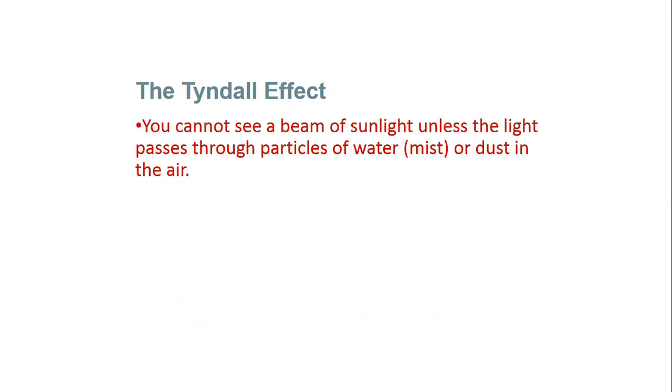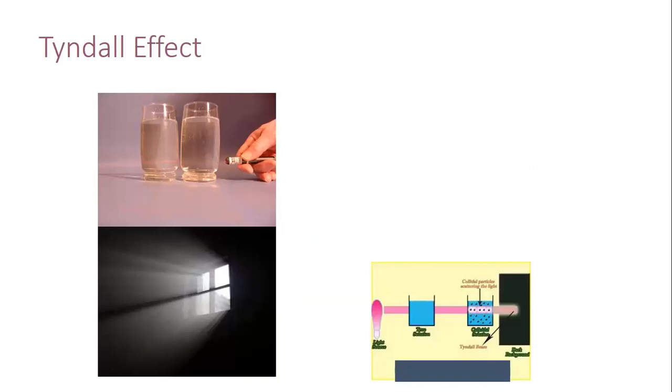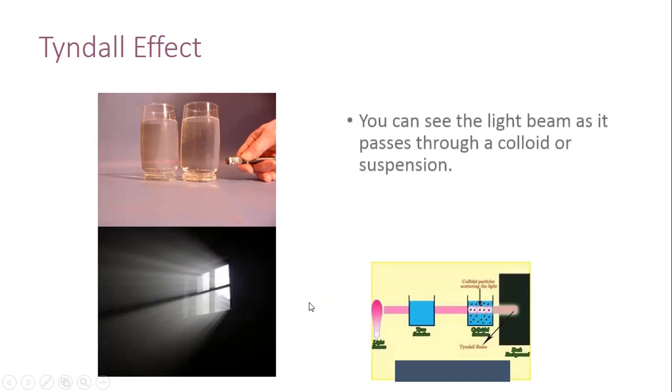What is the Tyndall effect? You cannot see a beam of sunlight unless the light passes through particles of water or mist or dust in the air. These particles scatter the sunlight. Similarly, a beam of light is visible as it passes through a colloid. Look at the Tyndall effect. And this is through a window. And this is an explanation for the phenomenon.